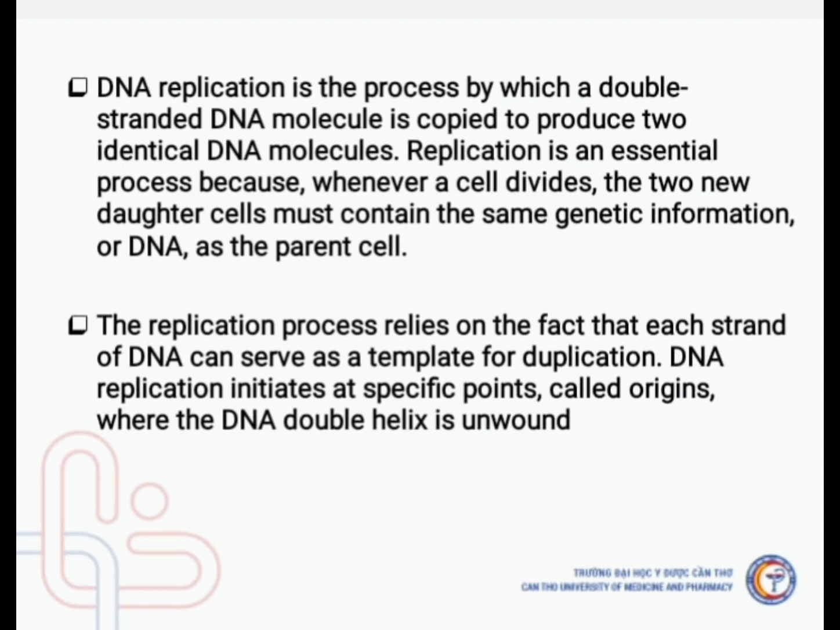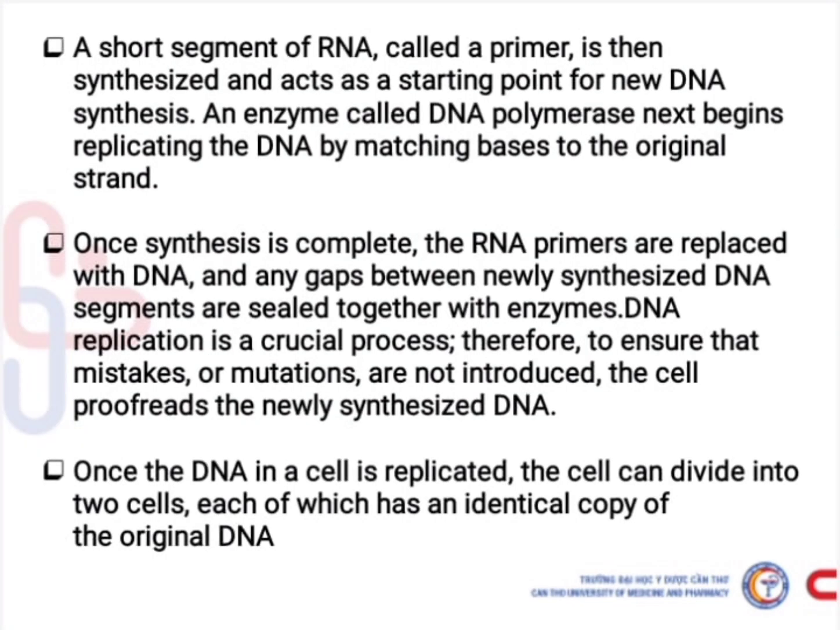The replication process relies on the fact that each strand of DNA can serve as a template for duplication. DNA replication initiates at specific points called origins, where the DNA double helix is unwound. A short segment of RNA called a primer is then synthesized and acts as a starting point for new DNA synthesis. An enzyme called DNA polymerase next begins replicating the DNA by matching bases to the original strand. Once synthesis is complete, the RNA primers are replaced with DNA, and any gaps between newly synthesized DNA segments are sealed together with enzymes. DNA replication is a crucial process.